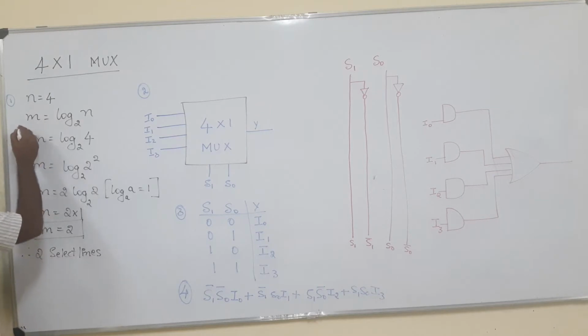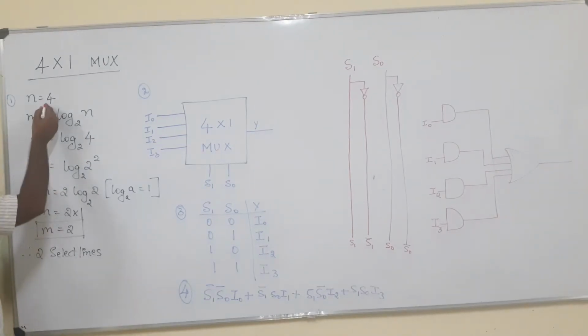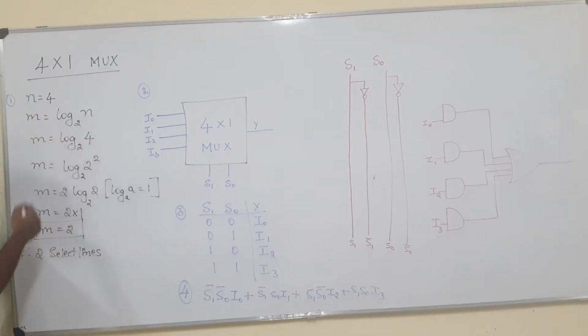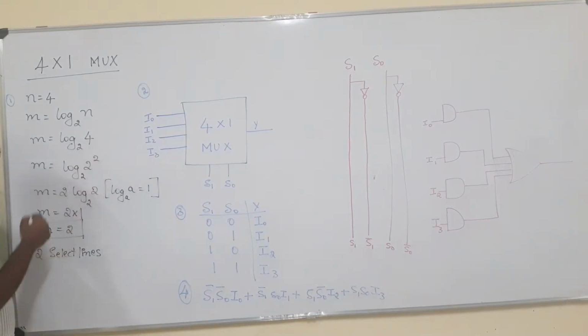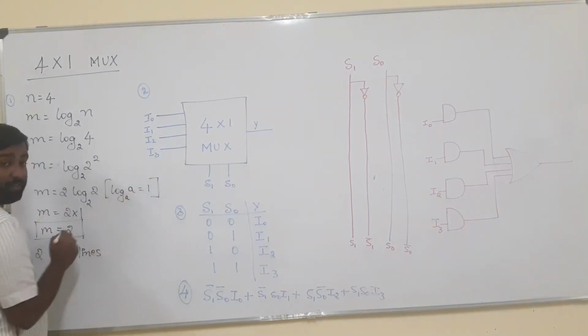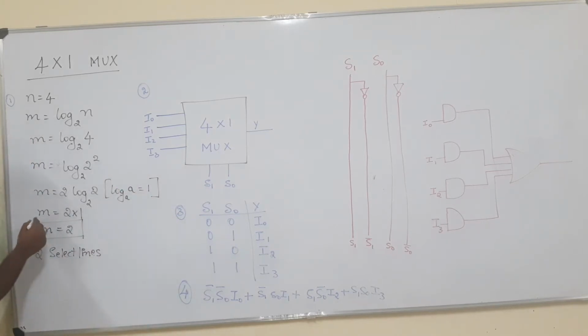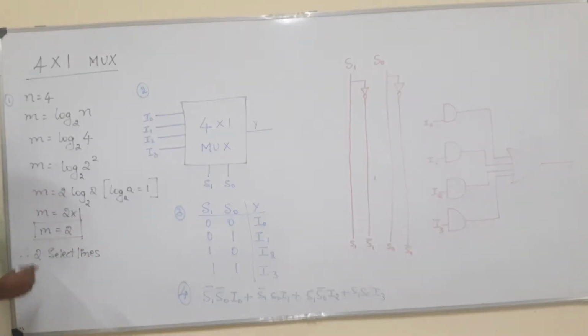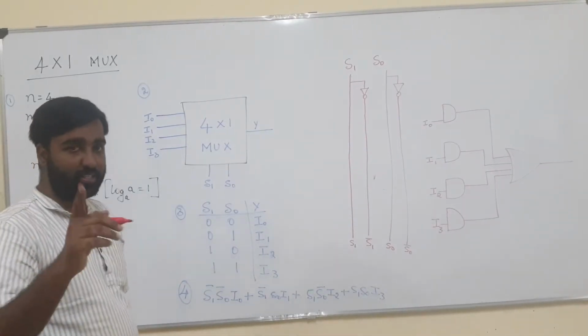What is the formula to get the select lines? m is equal to log n to base 2. N is 4, so log 4 to base 2. 4 can be written as 2 power 2, so it becomes log 2 power 2 to base 2. Then if I take the 2 this side, it becomes 2 log 2 to base 2. We know from logarithms that log a to base a is always equal to 1. So m is equal to 2 into 1, that is 2. So your 4 cross 1 multiplexer requires 2 select lines. That is the first step.